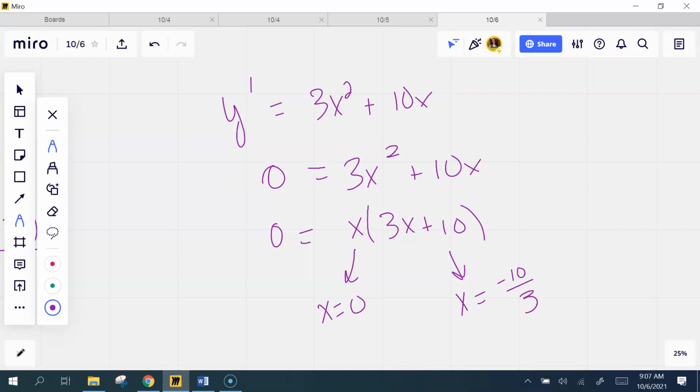It didn't ask you the specific point. If it did, I'd need to plug it back in to find the y that goes with it, but it just asked if it had it and where, so.